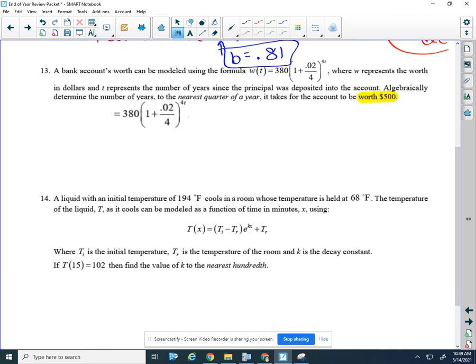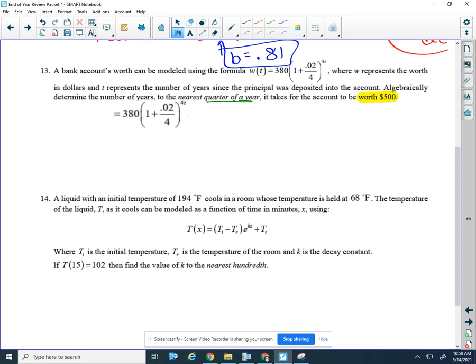So for number 13, a bank account's worth can be modeled by that formula: W of t equals 380 times the quantity 1 plus 0.02 over 4 raised to the 4t, where W represents the worth in dollars and t represents the time in years. Algebraically determine the number of years, to the nearest quarter of a year, that it takes for the account to be worth $500. So this part right here, we're just going to end up rounding.